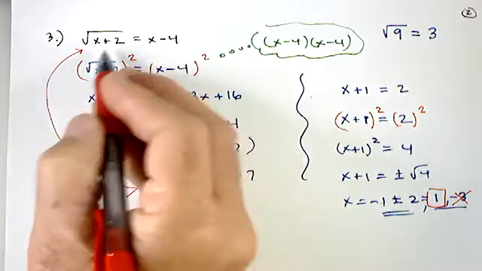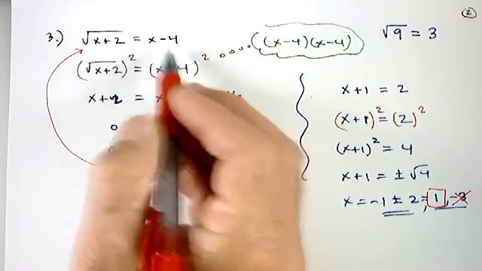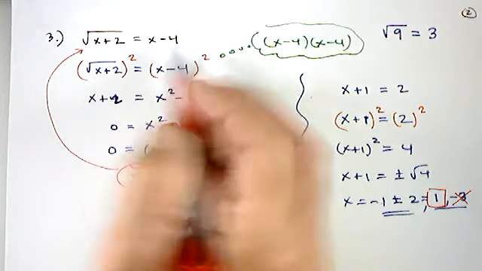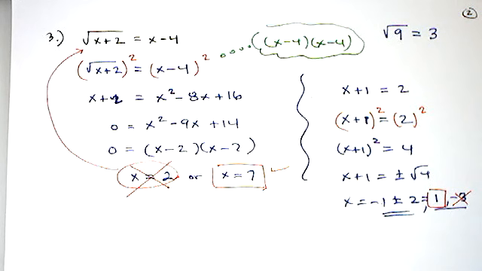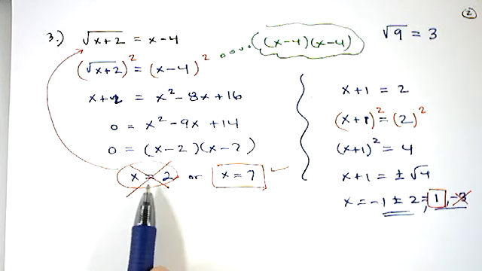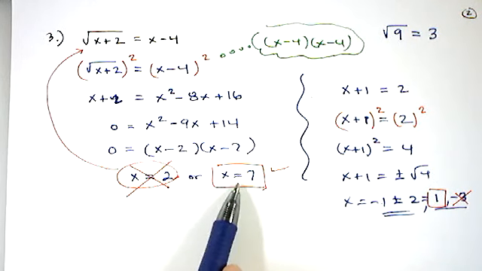If x is 7, 7 plus 2 is 9. There we go. The square root of 9 is 3. And 7 minus 4 is 3. So this one actually works, and that is my only solution. Okay, so just be cautious when you're solving an equation by squaring both sides. Sometimes both answers work. Sometimes neither of these answers work. And then like we saw here, sometimes only one answer works. So just make sure you check your solution.